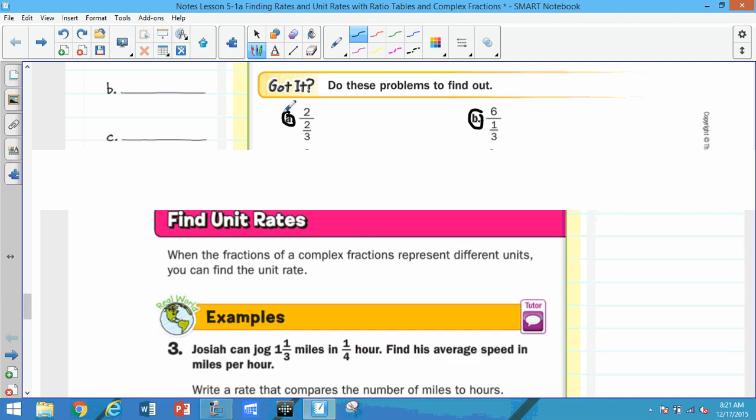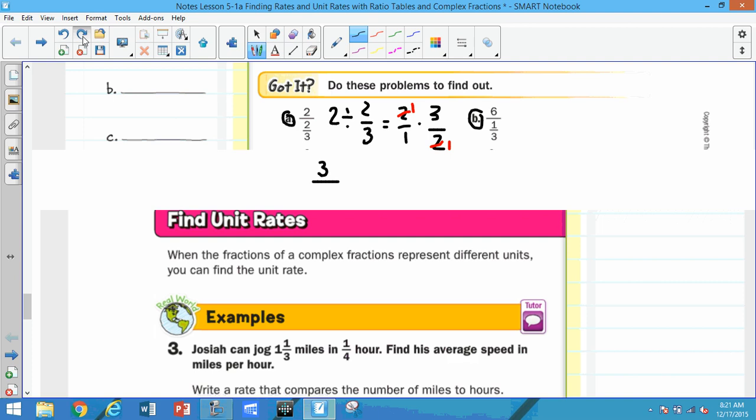Okay, so the first problem is 2 divided by 2/3. So you're going to turn that into 2 over 1 times, because we put a 1 under the 2, 3 over 2. And you multiply then. You take the multiplicative inverse, or the reciprocal of that second fraction. And I'm going to cross simplify and make my 2's 1.